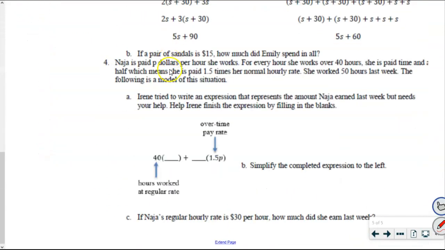And if you take a look, number 4 is a lot like our Big Mac situation. You might need to get some input from your parents because we're talking about a very interesting situation. We're talking about overtime. And overtime, you make 1.5 times the normal rate. Okay, so for every hour over 40, she's paid at time and a half. If that's confusing to you, ask your parents for help because I bet they can explain it to you.